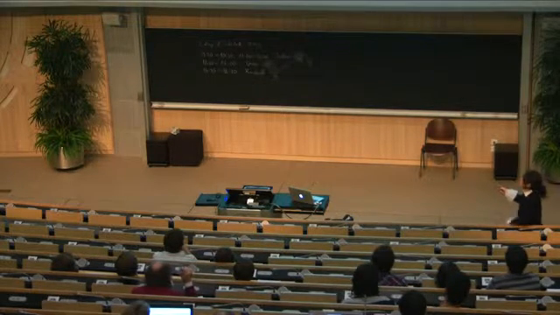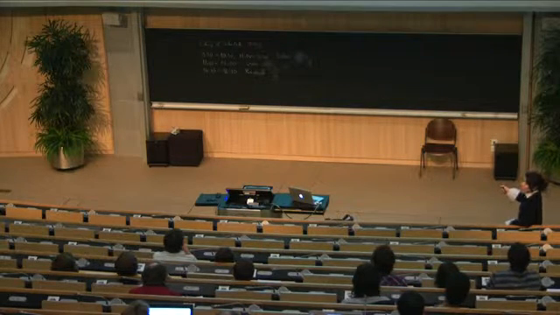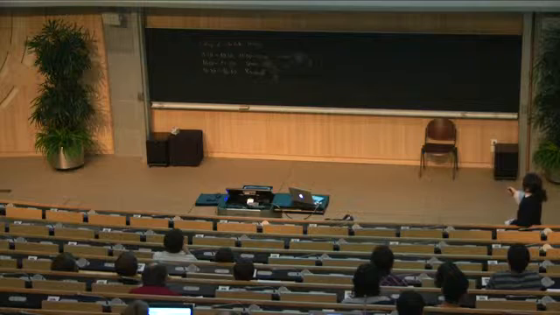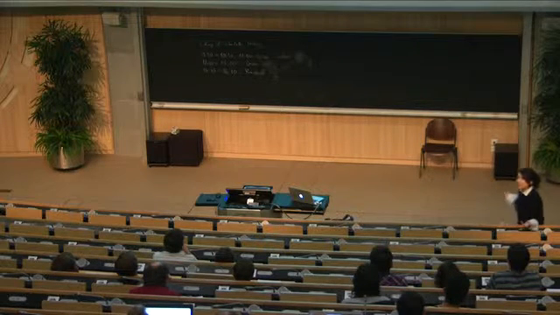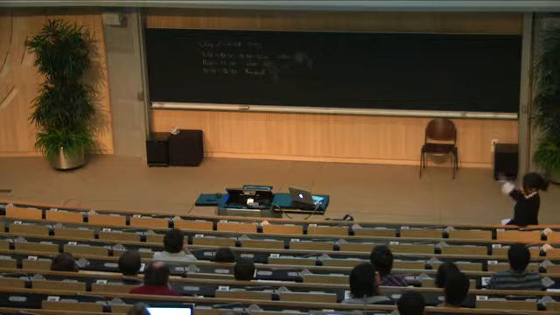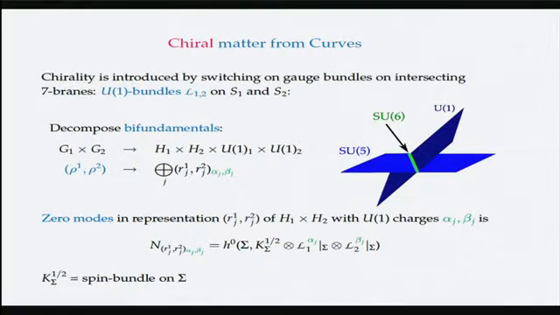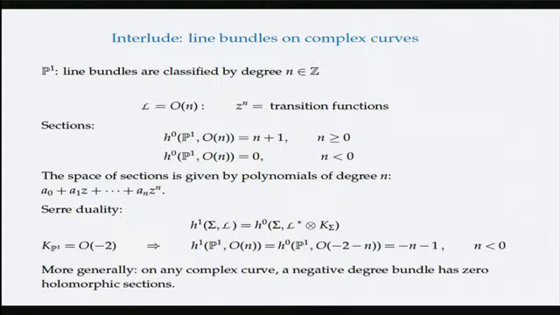And what are these sections? They're actually all the polynomials from degree 0 up until degree n. And if it's negative, then you don't have any holomorphic sections, because you'd get powers of z in the denominator. Okay, so this is the simple setup that we can now apply to this chirality counting on some matter curves.